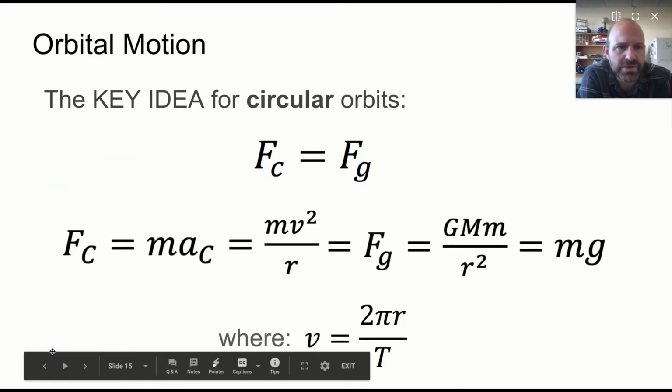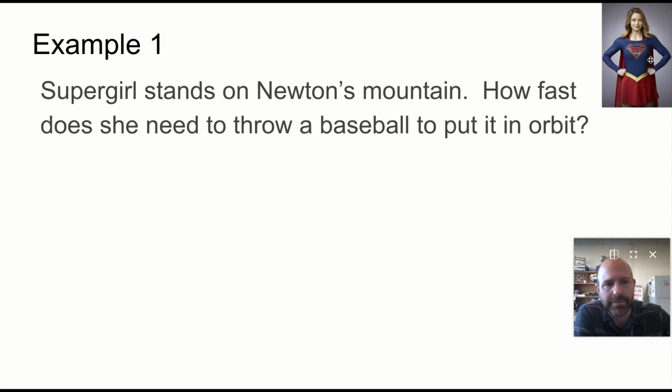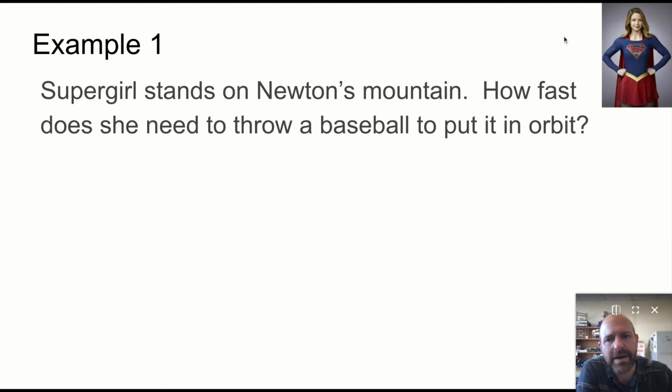So when it comes to orbital circular motion, we have this fundamental idea that the centripetal force is provided by the force of gravity. And if that is true, then we have the mass times the centripetal acceleration equal to mv squared over r, but that's equal to Fg, which is also GMm over r squared, which is also mg. And then of course you know that v is 2 pi r over the period. So if you combine all this stuff about circular motion and gravitation together, you can actually do some really interesting things. For example, we've got Supergirl standing on Newton's mountain. How fast does she need to throw a baseball to put it in orbit?